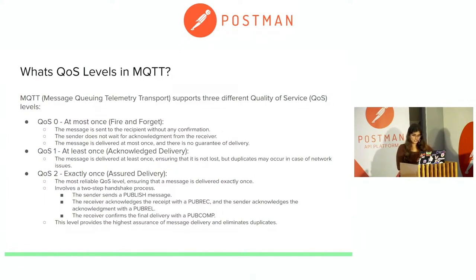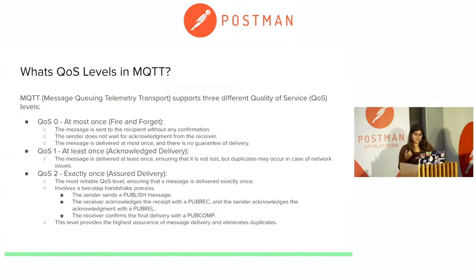Here comes the next level, which is at least once, also known as acknowledged delivery. The message is delivered at least once, ensuring that it is not lost, but duplicates may occur in case of network issues. In this case, when the message is sent to the recipient, the sender waits until it receives some acknowledgement of the sent message.